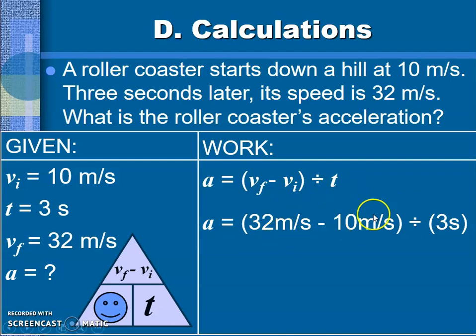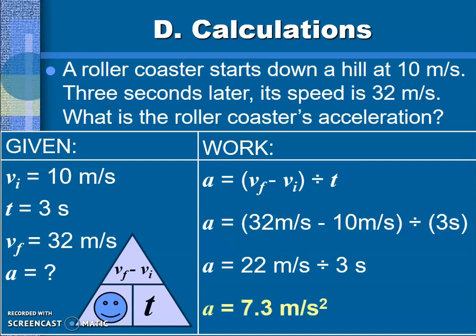So if we do it step by step, first we're going to subtract. So 32 minus 10 is 22. Since you're subtracting and the two units are the same, you keep that same unit. And then you divide by 3 seconds. So since you've got meters over seconds and divided by seconds, that means both of those seconds are on the bottom. So that becomes seconds squared. Okay, so that's your meters per second squared if you're following with those units. Okay, so 22 divided by 3 is 7.3 meters per second squared.